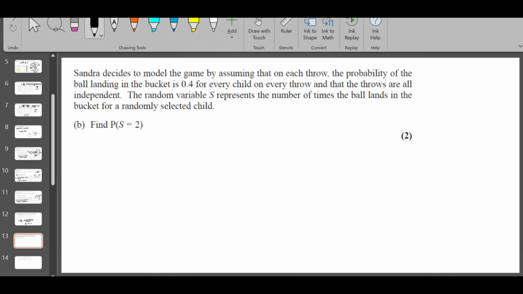Let's look at part B now. Sandra decides to model the game by assuming that on each throw, the probability of the ball landing in the bucket, let's call it success, is 0.4. So definitely the probability of failure will be 1 minus the probability of success, which is 0.6, right? This is for every child on every throw, and the throws are all independent. Why they use the words throws are all independent, I will explain this.